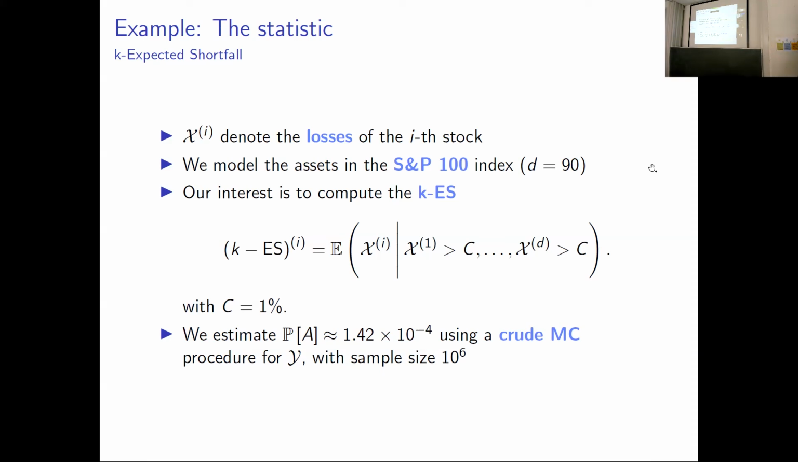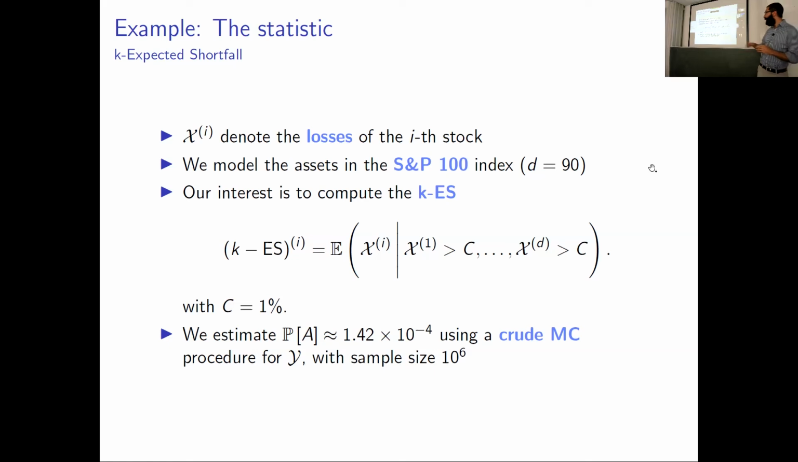So once again, Xi denotes the losses of the ith stock. So X large is bad, X small is good. So we have D equals 90. We have 90 stocks in our portfolio or things that we can trade. So the K expected shortfall of the ith asset is the expectation of the ith loss, conditional on the fact that all the assets had losses larger than C. So I'm looking now at all components of my vector having losses larger than C. What is the expected value of each one of the components?